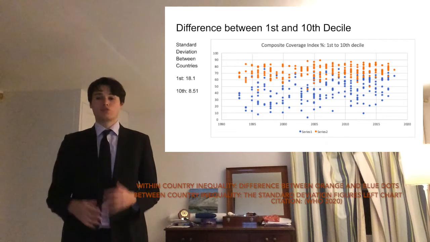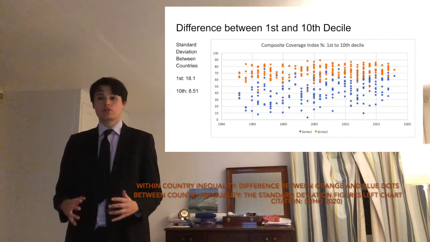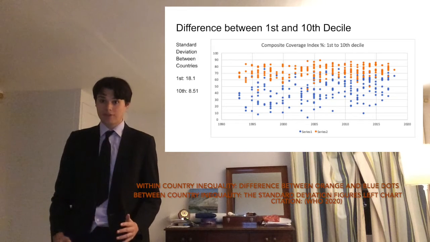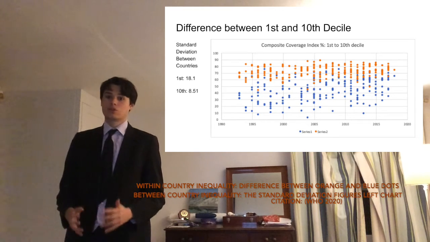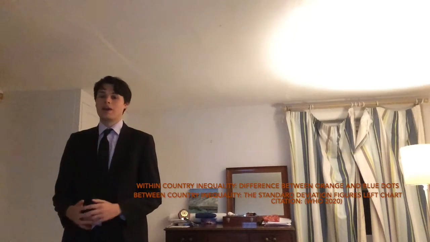This may be because in the richest section of society, most of those people may be able to afford private healthcare, whereas in the first section of society, you are much more dependent on the quality of the government health system and the amount of endowments the government gives you.